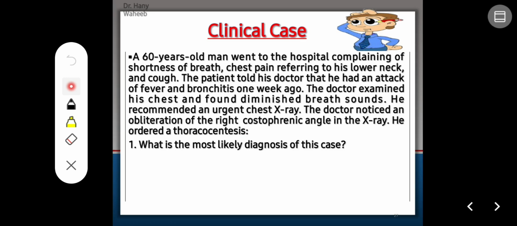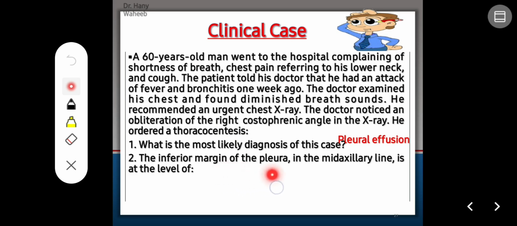So, first question: what is the most likely diagnosis of this case? It is a case of pleural effusion. There is obliteration of the right costophrenic angle, accumulation of serous exudate within the costophrenic angle. It is a case of pleural effusion or hydrothorax.